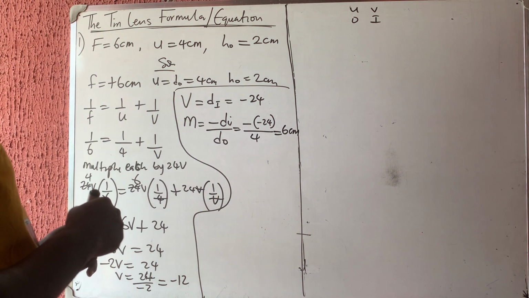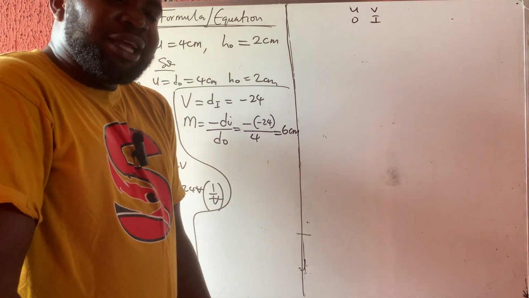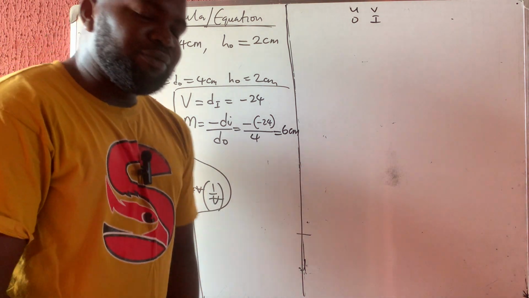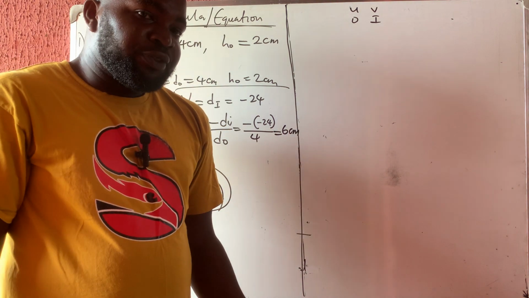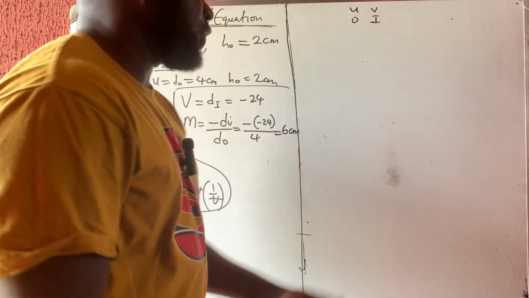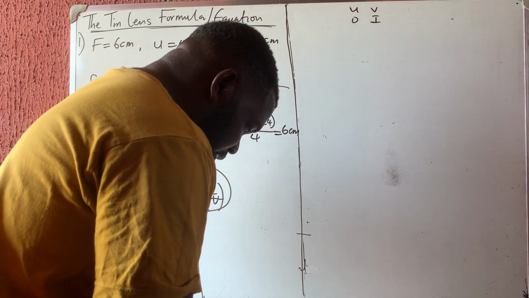Now what did I tell you? I told you that if the magnification is positive, it means the image is standing upright, and if the image is standing upright, it means it is a virtual image. I told you any image that is upright is a virtual image. So is there any other thing to calculate? Nothing to calculate.